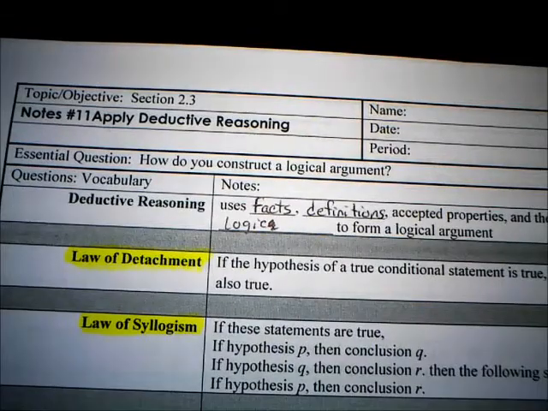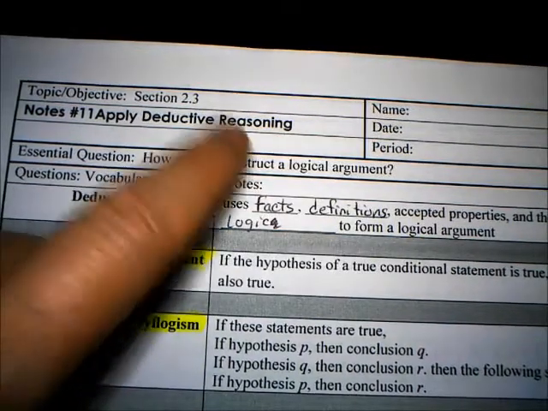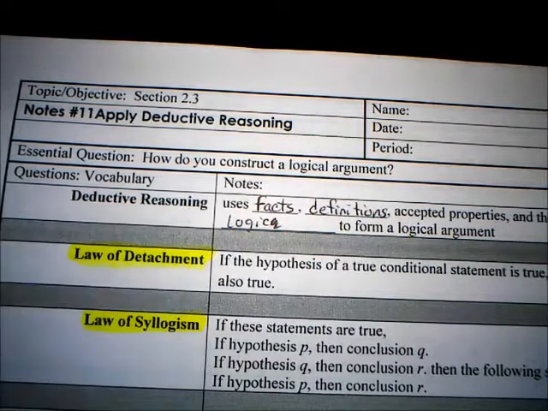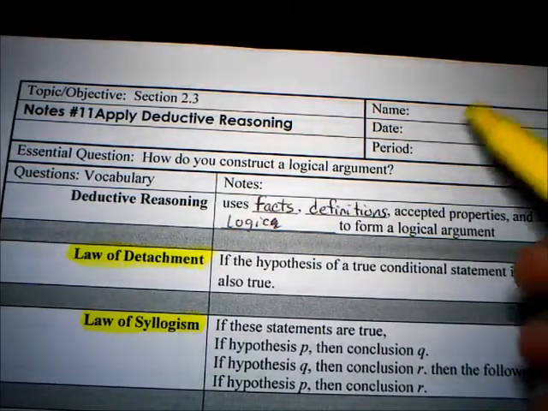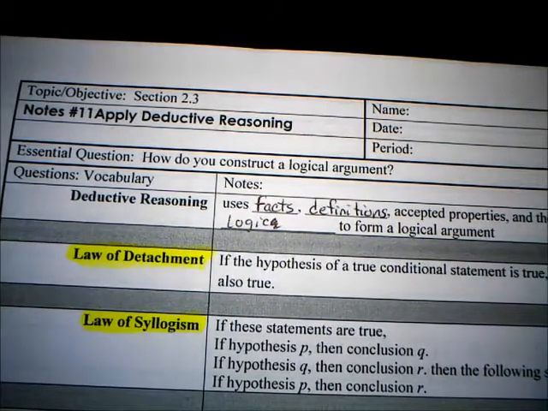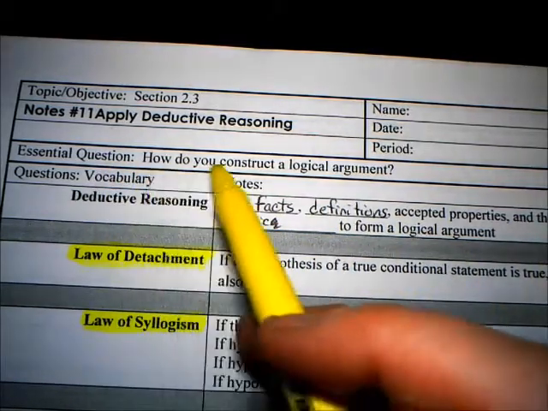This is for geometry, section 2.3. The notes are number 11, apply deductive reasoning. Make sure you put your name, date, and period, or I'm going to take off points if you don't start doing that. The essential question is, how do you construct logical arguments?